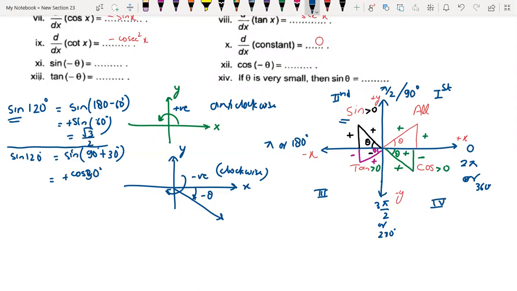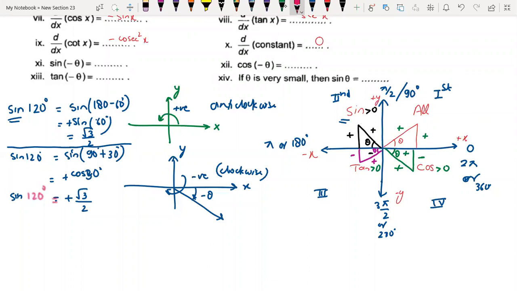If you want me to revise this, I can do this whole again, but I hope probably all of you know this. So whether you break it as 90 plus 30 or as 180 minus 60, it is going to be the same answer ultimately, but the rules are a little different.